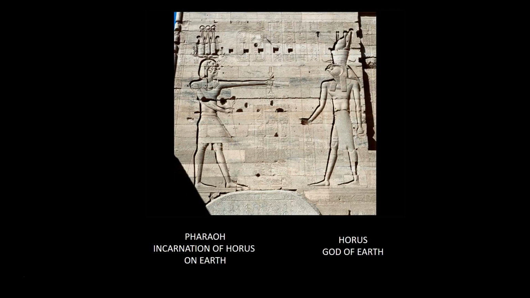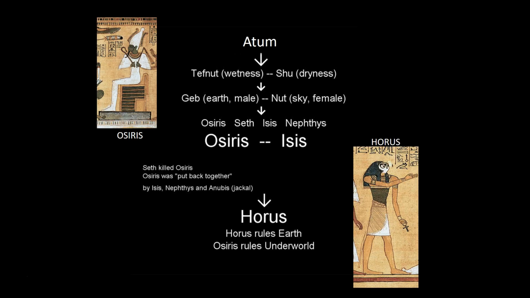Now, the Egyptian pantheon has great creation myths, great cosmogonies. This is one of them, that Atum was the first god, and from Atum come the spirits of wetness and dryness, and then in turn the god of the earth, Geb, and a female god of the sky, Nut. And from these two come four children, two men, two women, Osiris, Seth, Isis, and Nephthys.